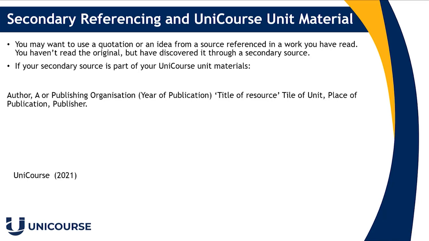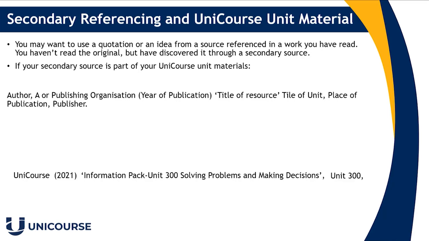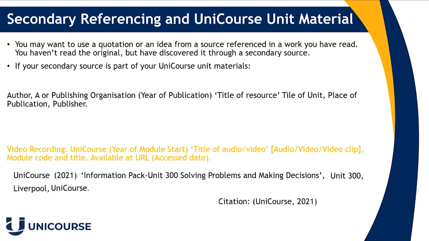So here's an example. If you were going to be referencing a piece of information from the information pack, you'd have UniCourse, you'd have the unit number, UniCourse, the year of publication, which you'll find at the top of the information pack in each of the headers, the title of the resource, title of unit, place of publication, and publisher. And here's the citation that you'd use. And if you were using a direct quote, just make sure that you're adding the page number there as well.